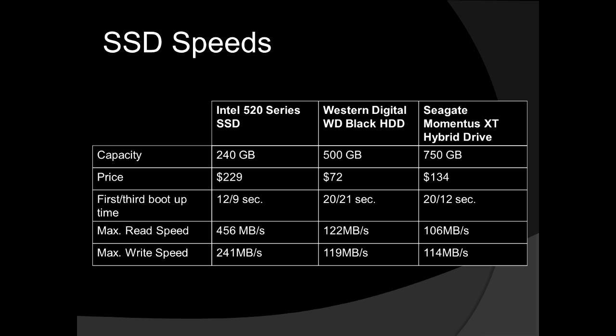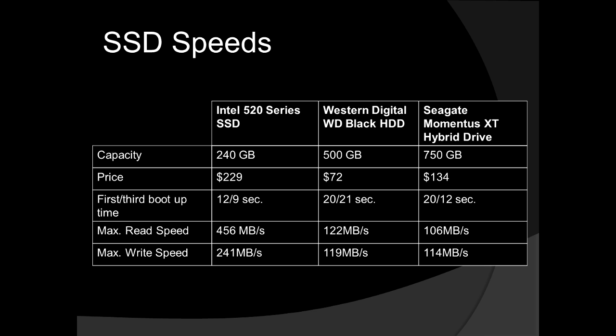The first boot up time for the SSD is 12 seconds, for the hard drive 20 seconds, for the hybrid drive 20 seconds. The third boot up time for the SSD, 9 seconds, hard drive 21 seconds, hybrid drive 12 seconds. The max read speed for the SSD is 456 megabytes a second, which is crazy fast compared to the hard drive at only 122 megabytes, and the hybrid the slowest at 106 megabytes a second.